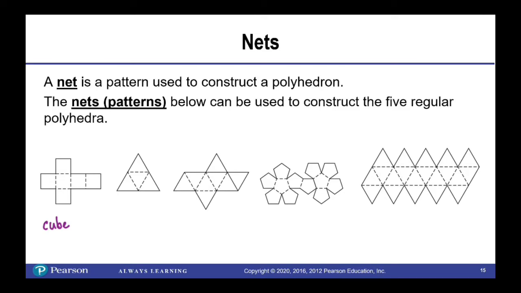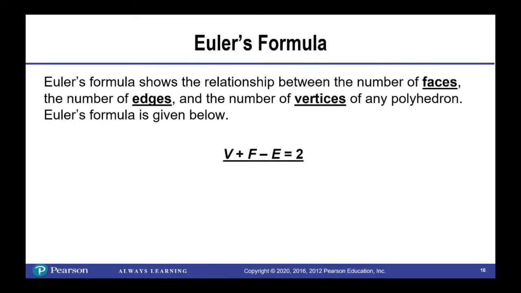The next net is for the tetrahedron. There are 4 equilateral triangles. We have the net for the octahedron next, then the dodecahedron, and last, the icosahedron. Euler was a mathematician who studied the relationship between the number of faces, edges, and vertices of polyhedra, and he came up with a formula, V plus F minus E equals 2.